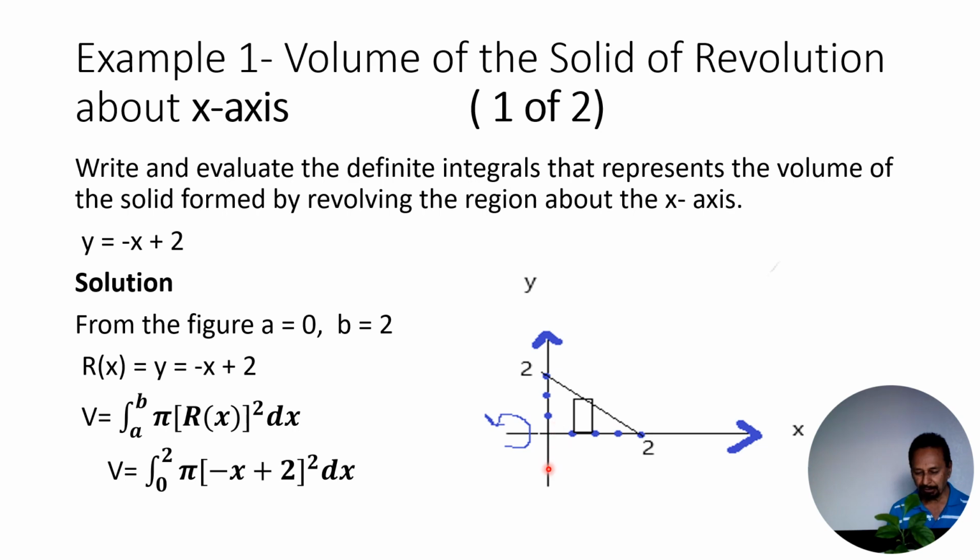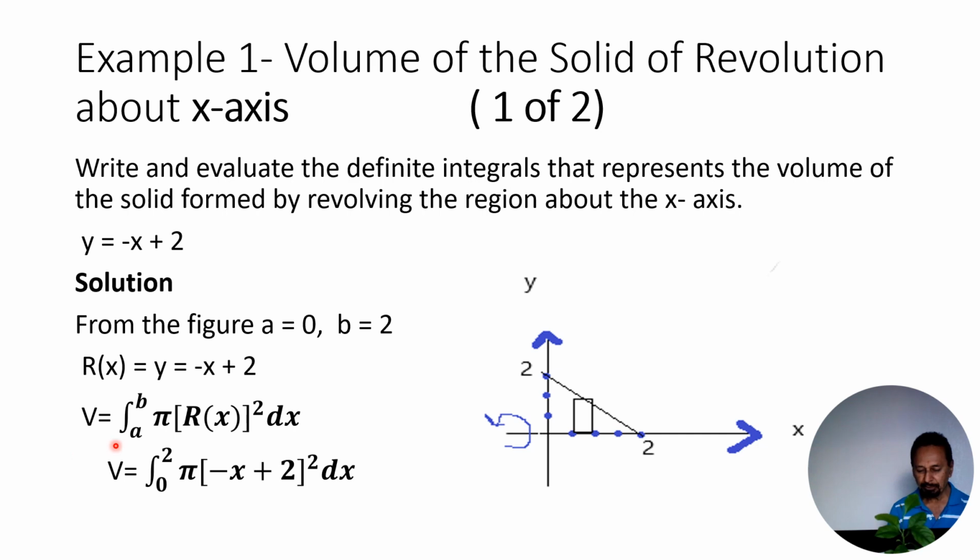Here we're going to revolve about the x-axis. This is the one boundary, and this is the other. So we have to revolve this for x equal to 0 and x equal to 2 about the x-axis. So we're going to draw a rectangle perpendicular to the x-axis.